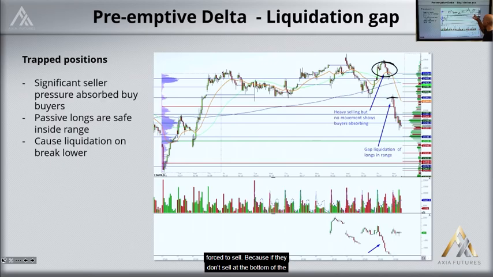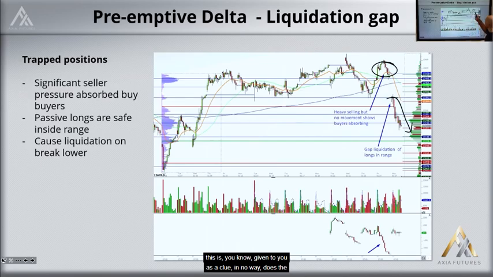Because if they don't sell at the bottom of the range, it may well be that they don't get the chance to sell and this market can run away from them. As it does, you get the gap, the liquidation type move, a very, very fast move towards the downside. And this was given to you as a clue.